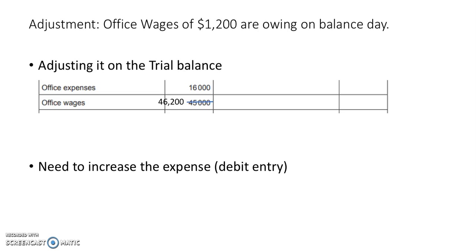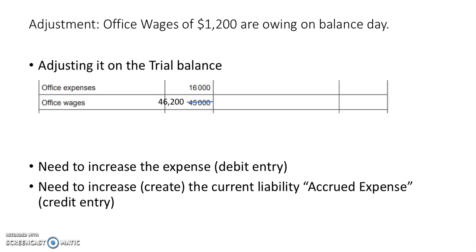In terms of the double entry system, we've increased the debit, so the next step is to make sure it still balances, so we increase or create a current liability, accrued expense. This time it's a credit entry, so it goes on the right hand side of the trial balance, and it's $1,200. The two sides still balance, and if we were just doing the income statement, we will now have our transactions to write in the various places.